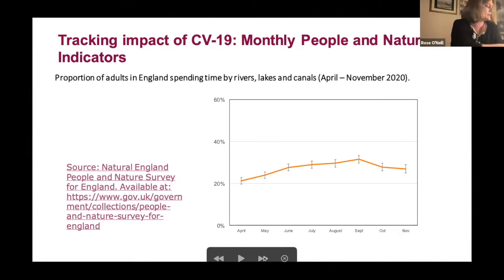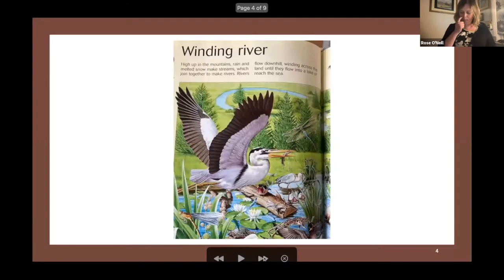So if we go to the next slide, I've been doing a lot of homeschooling, maybe like some of you, and it made me smile when I saw this description and picture of a river in one of my son's books. So here there's thriving, bubbling, splashing, croaking, glorious life in our rivers. And it's something that I would just desperately love our children and my grandchildren to see.